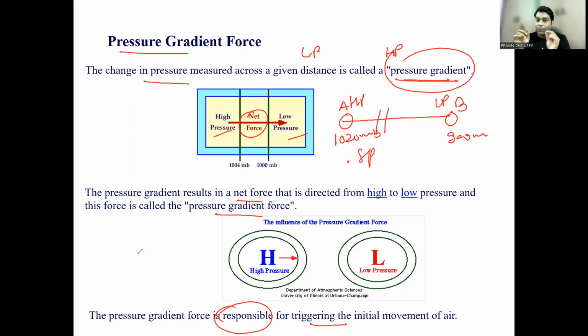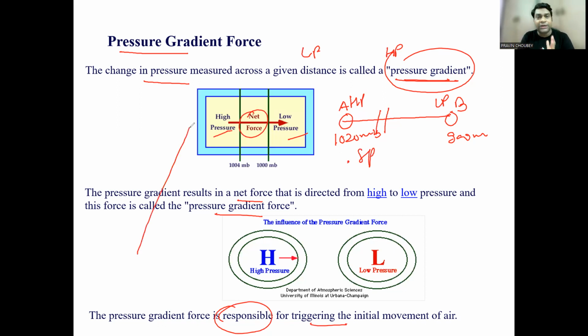So in the prelims exam, they can ask you which of the following statements is correct about the pressure gradient force. So remember, this is a force that acts from high pressure to low pressure. How the pressure changes from high to low pressure creates a force that's called the pressure gradient force. And this is responsible for the triggering effect of the initial movement of air.